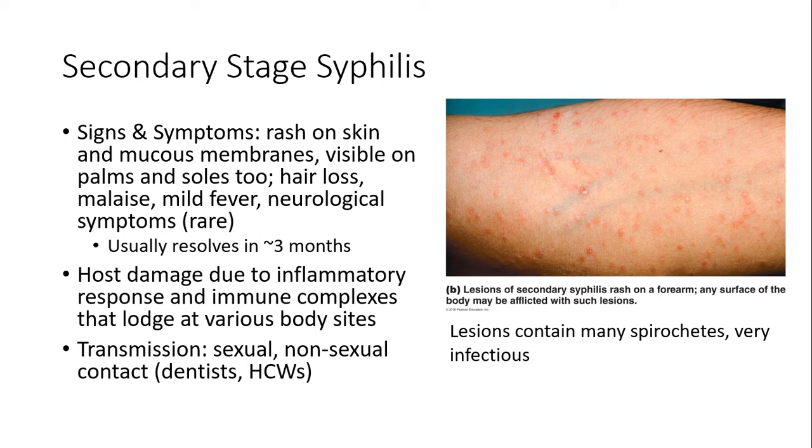Now, the lesions that you see in the rash contain many spirochetes inside them. So if you're itching those and you open the wound and then you touch something, you are maybe unknowingly transmitting that. It's very infectious at that point. The damage to the host is due to the inflammatory response as well as immune complexes. Your immune system will develop antibodies that bind up syphilis, but it's not really able to clear it at that point. So instead, you get these complexes that form, and they can be rather large, and they can lodge inside a capillary or various body sites and impede blood flow, which can be very damaging to the tissues.